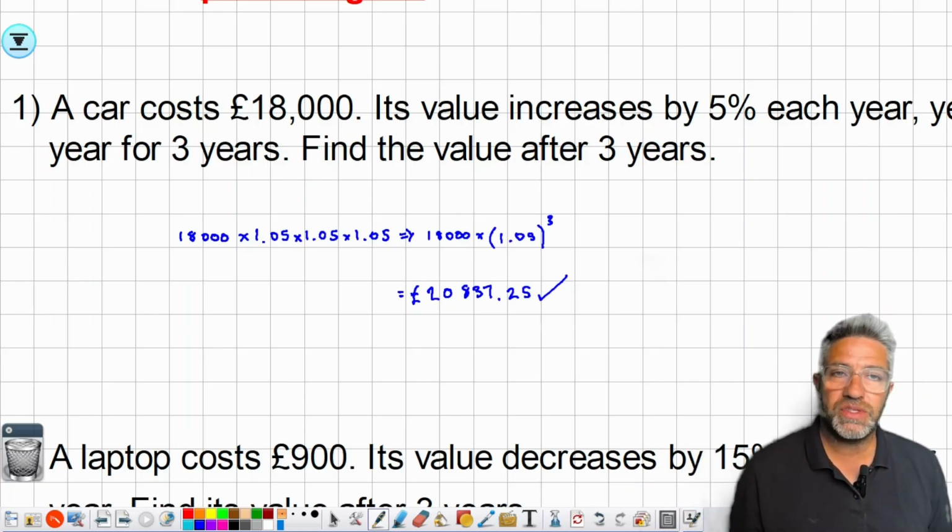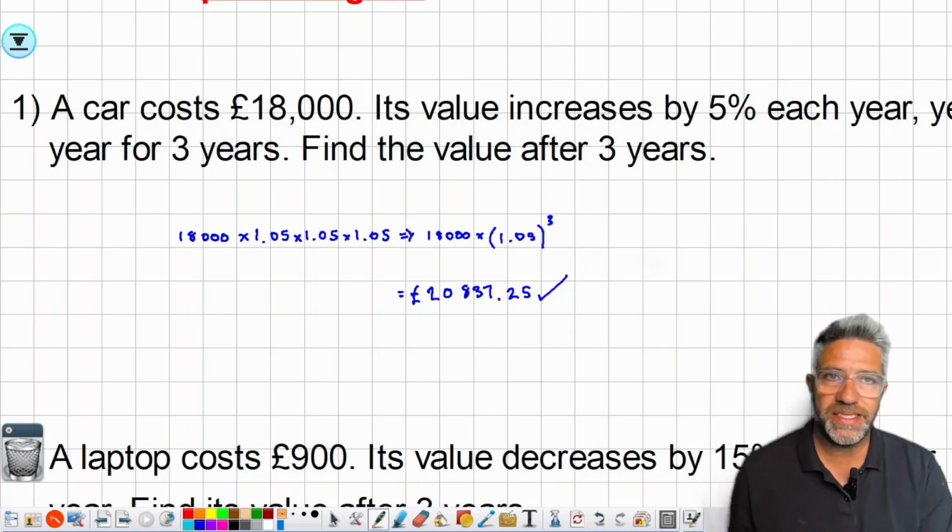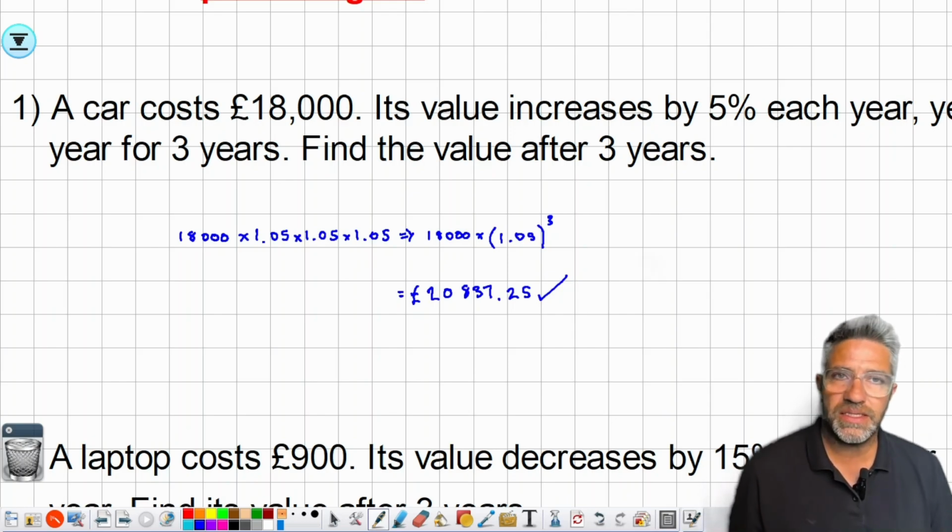Again, one exam tip to remember: if the units in your question relate to money, come what may, your answer has to be to 2 decimal places. But in this case, like I say, the calculator display is already at 2 decimal places, so we don't need to round. Let's start looking at question 2 then.